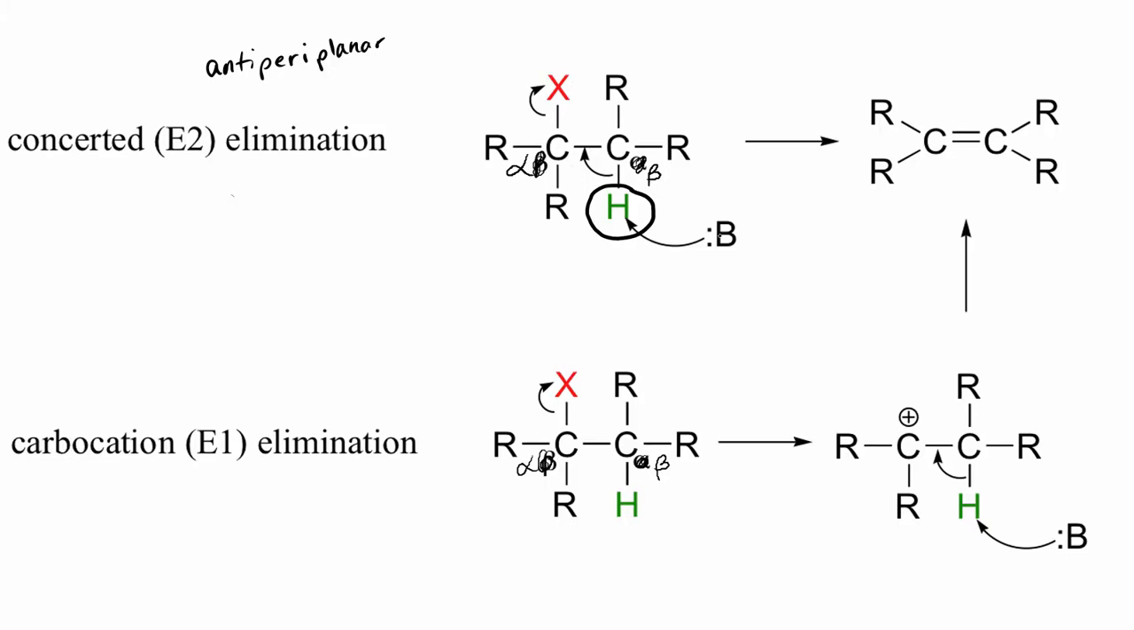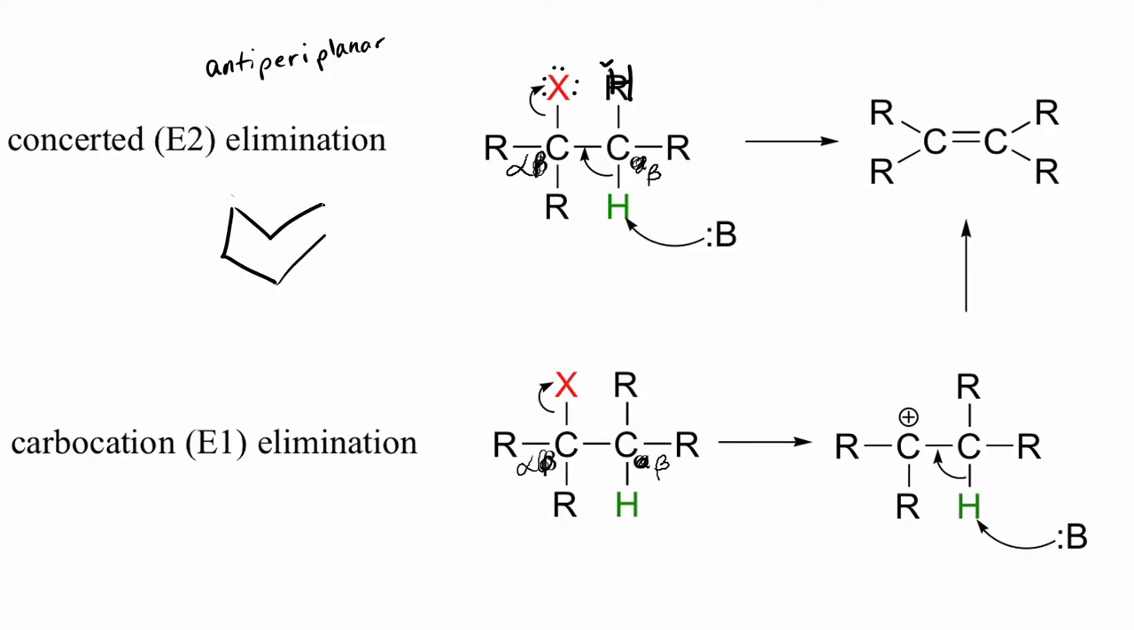And what that means is our base can only come in and grab one of these hydrogens if it's pretty far away from this leaving group, because the leaving group has a whole bunch of electronegativity to it. So the base can't get in this way. And if it does, or this way, if this was a hydrogen. So we look for an anti-periplanar beta hydrogen. Now that's easiest to see with something like a ring structure.